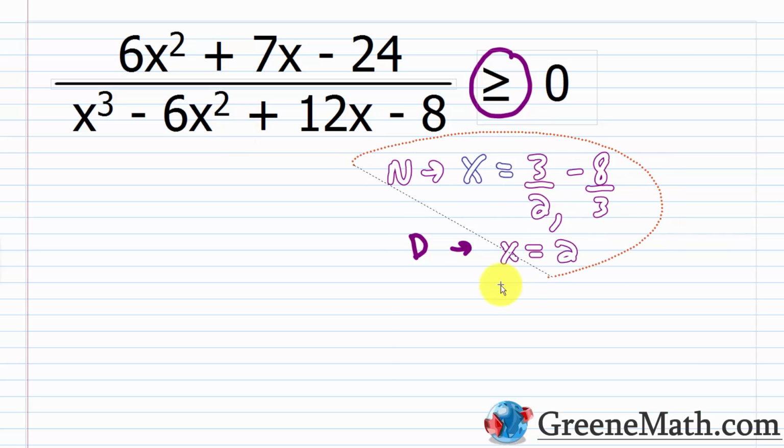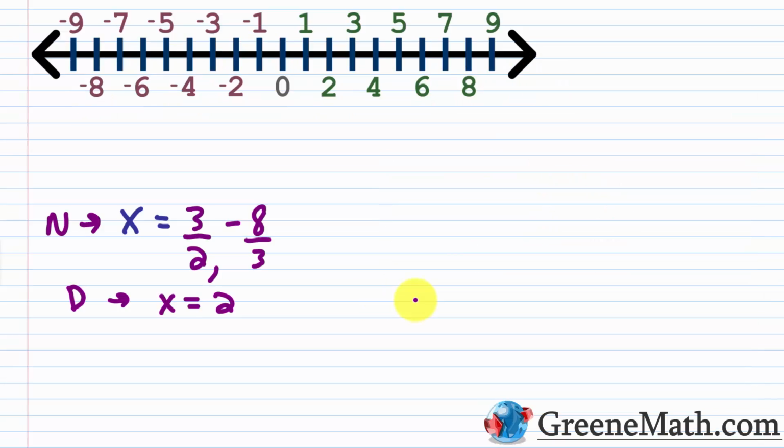So let's copy these and bring them to the number line. All right, so let's go ahead and set up our intervals on the number line. So 3 halves is basically 1.5. So let's say that's about right there. And negative 8 thirds is going to be negative 2 2/3. So let's say that's about right there. Okay, so that's negative 8 thirds.